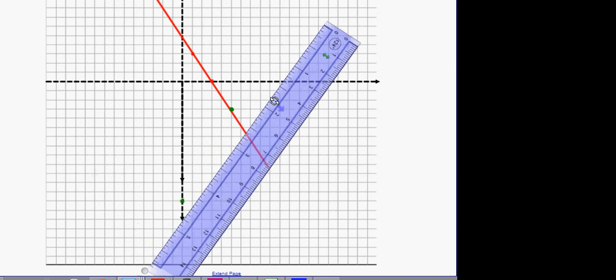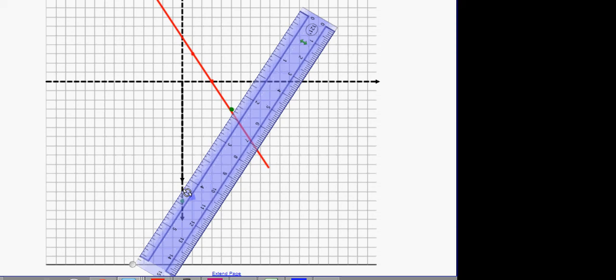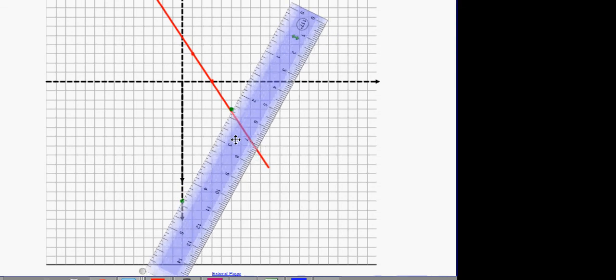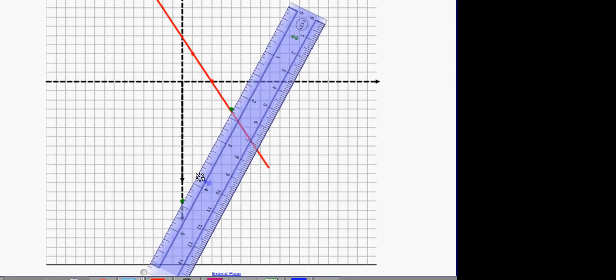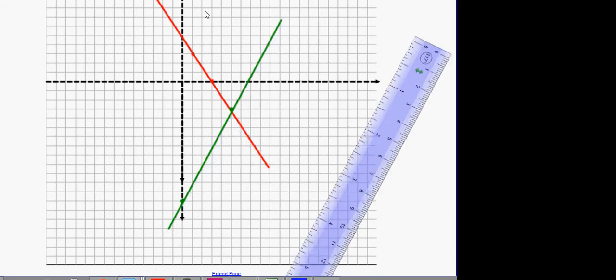So, okay, it needs to be steeper. Still needs to be steeper. Nearly right. Okay, might do it there. Draw a line going through both of them. And there's your answer. Now what point is this? It's the point x equals and y equals. So x equals 5, y equals.